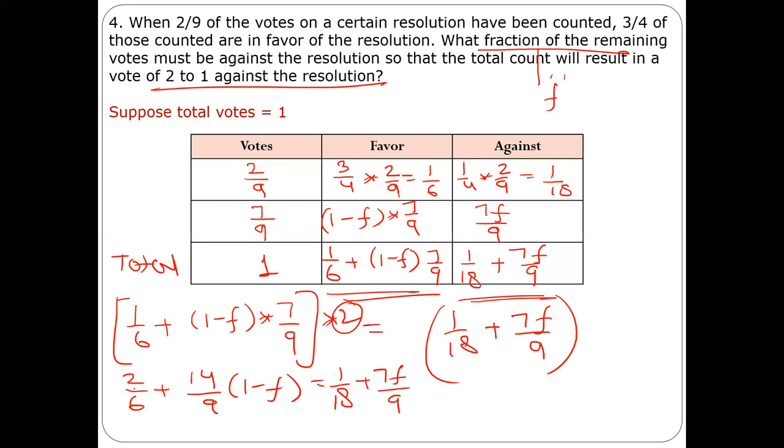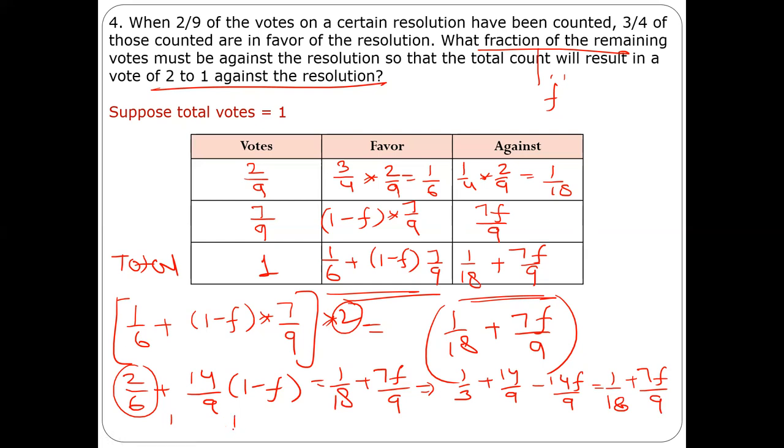So this is going to take some time, guys. Where am I? So 1 by 3, right? This is 1 by 3. So 1 by 3 plus 14 by 9 minus 14f by 9 is equal to 1 by 18 plus 7f by 9. Correct? So we take constants on one side and f on the other side.